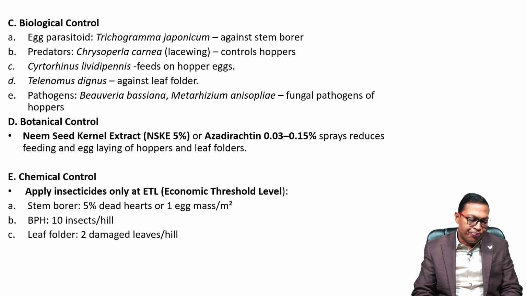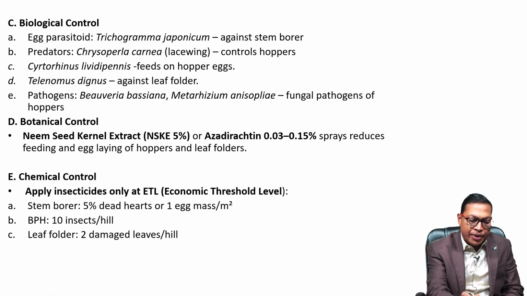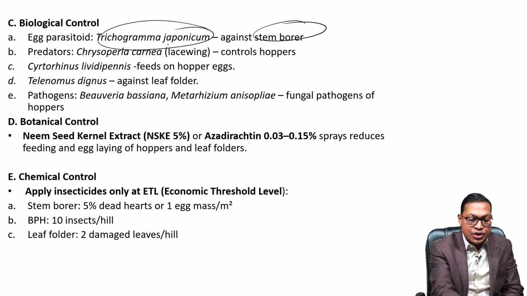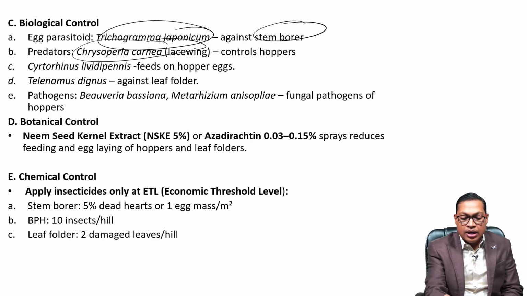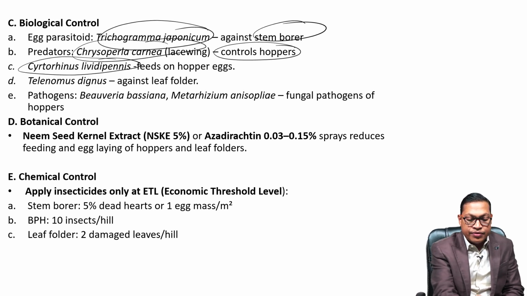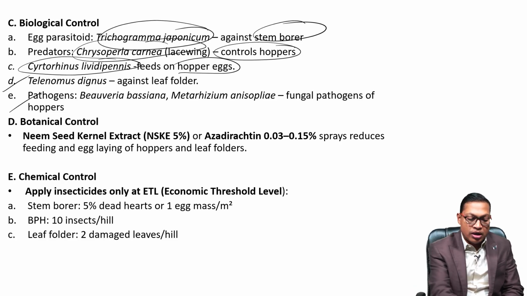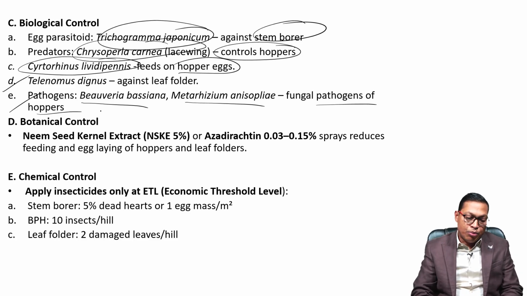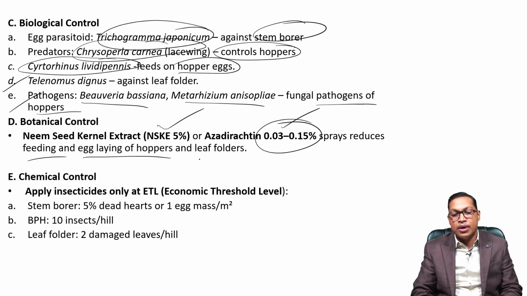Then in biological control, we will go for some egg parasitoids like Trichogramma japonicum against the stem borer, then Chrysoperla carnea against the hoppers, then Cyrtorhinus lividipennis, which feeds on the hopper eggs. So, these are all examples of biological control, where we can also manage different types of fungal pathogens of the hoppers. Then botanical: here NSKE 5% or azadirachtin 0.03 to 0.15% reduces the feeding and egg laying of the hoppers and leaf folders.